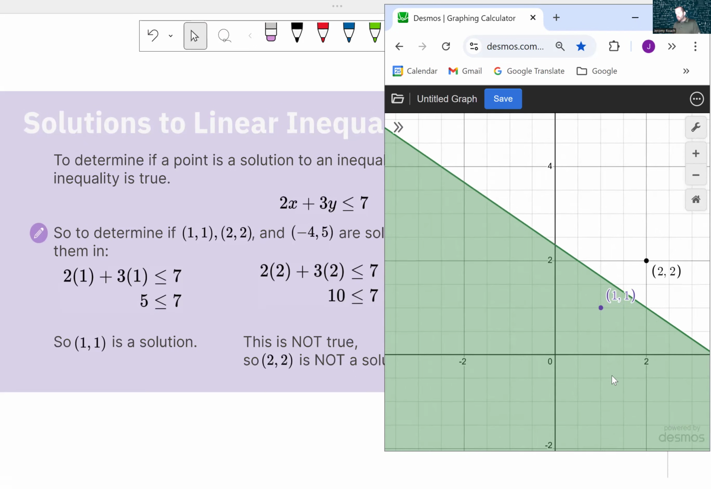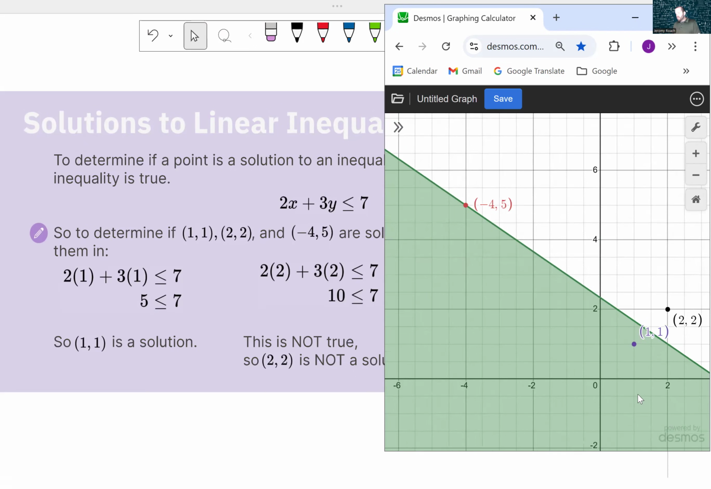So let's take a look now to see if these are solutions. So 1, 1 is a solution. It falls within the shaded green area. 2, 2 is not a solution. It's not in the shaded area and it's not on that green line. And then negative 4, 5, it is a solution. It's exactly on that line there.